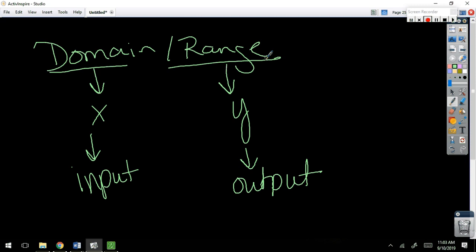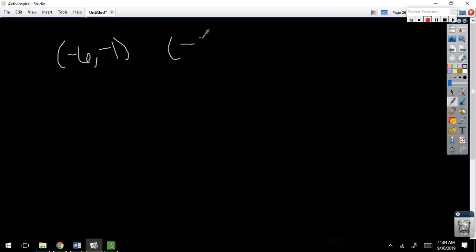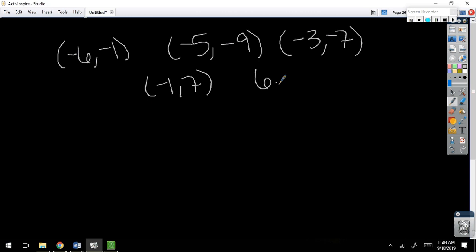Let me give you a set of numbers, a set of points, and I want you to tell me something about them. Let's say I give you this set of points. What is the domain? Let me finish writing them. What is the domain here? All the x values, right? What about the range? If I graph these, are they a function? Why?